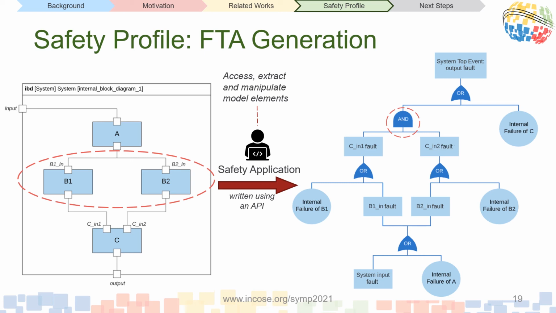So to summarize, for a given failure mode or condition, which serves as the top event of the fault tree, the idea is that the safety application can identify the system or component that it belongs to and find the internal block diagram of that system or component. And starting from the output port of the diagram, the application can be coded to navigate through the diagram towards the input port and populate the fault tree diagram with the possible failure events using AND and OR logic gates.